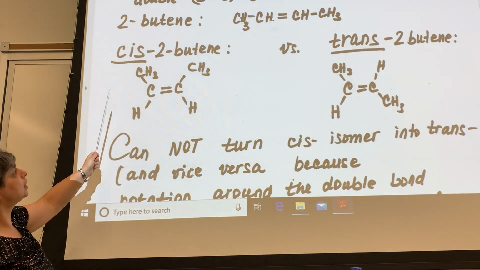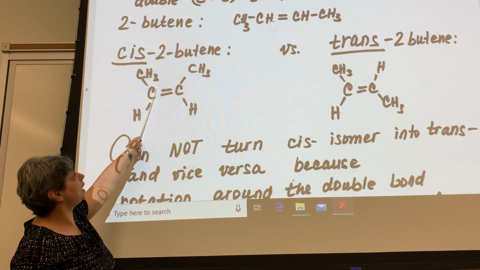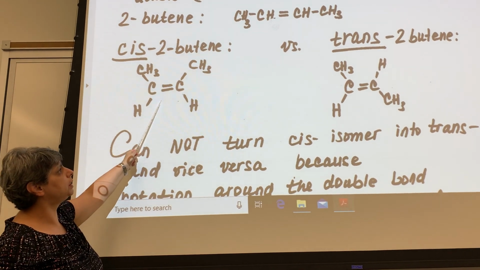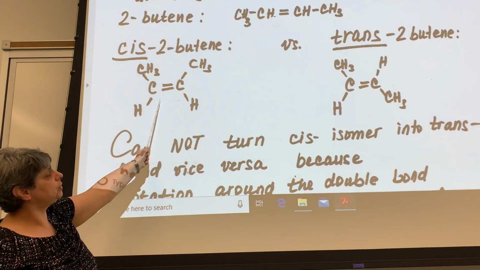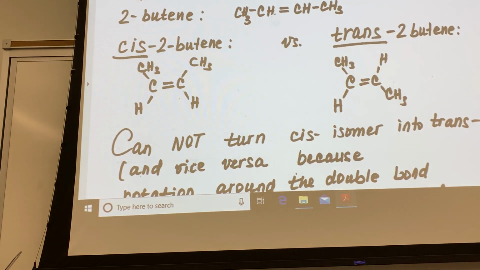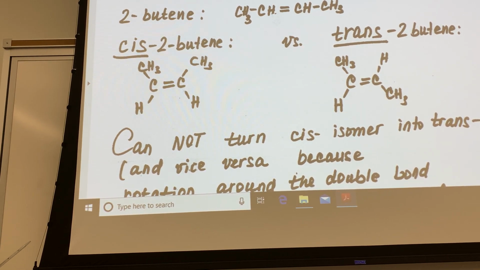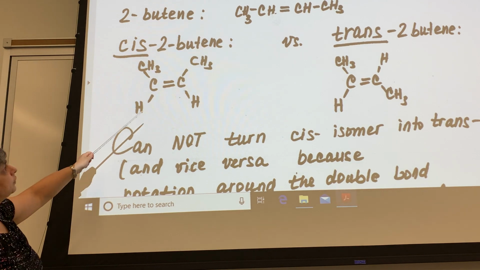So why do these exist? Well, they exist because of a special feature of the double bond and the way the double bond is actually formed. These 2 are different from each other. They have slightly different physical properties and different chemical properties, despite the fact that the structure is the same and the molecular formula is the same. But the spatial arrangement is different.